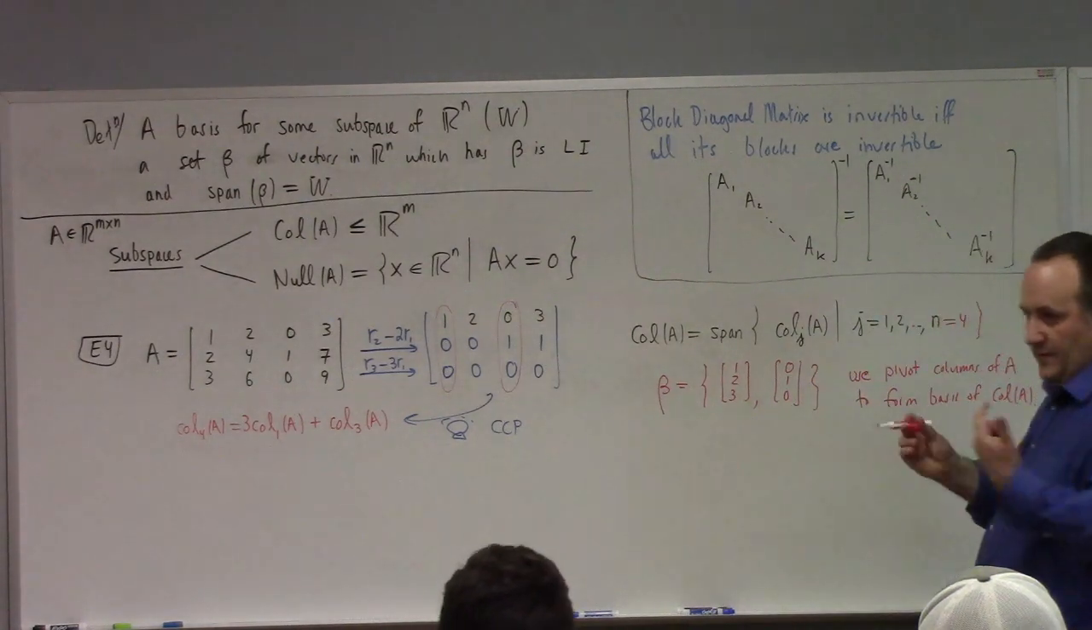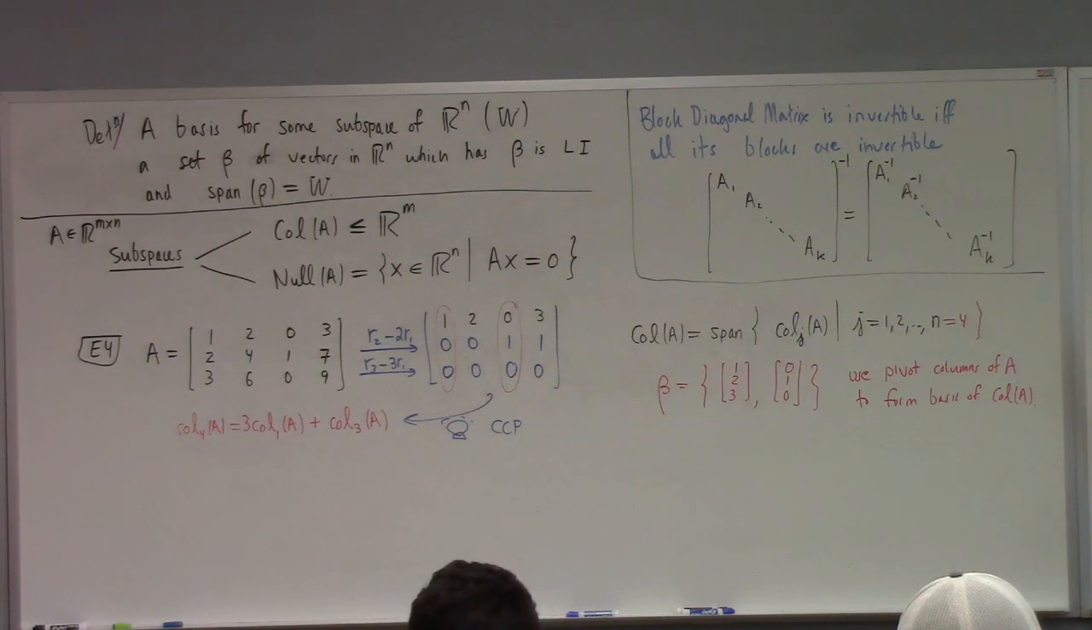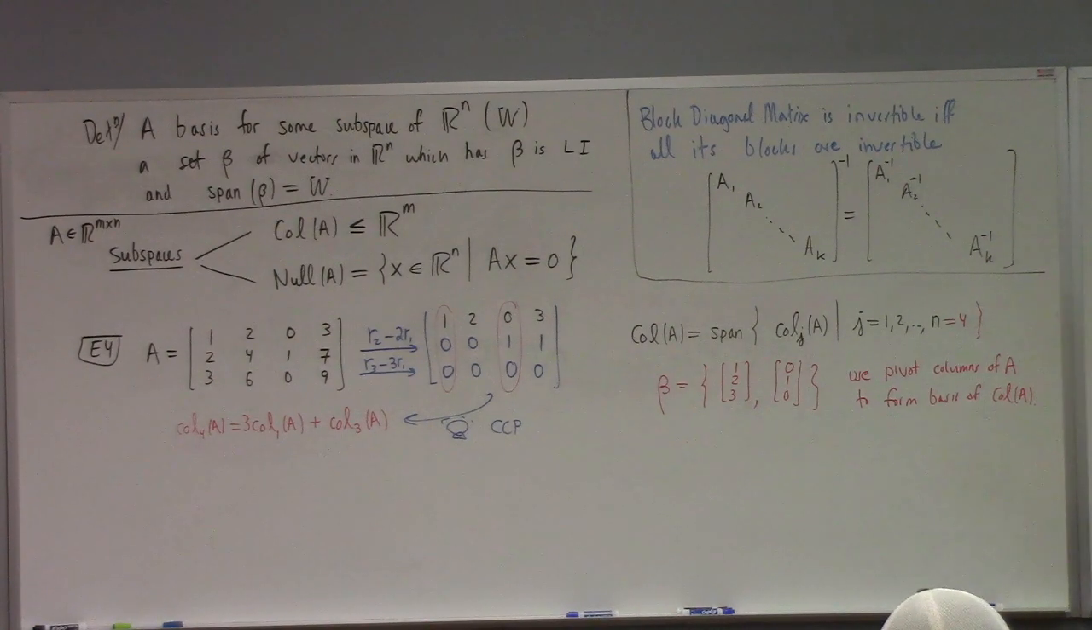And that's the general method. If you want to find the basis for the column space, row reduce, identify the pivot columns, and they're your basis. They're automatically linearly independent because the pivot columns in the reduced row echelon form of the matrix are nothing more than a subset of the standard basis, and we know those are independent. All right, so great. So how about the null space?